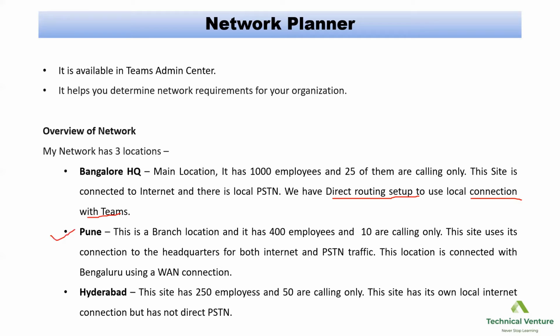Then we have another one, that is the Pune location. This is a branch location. It has 400 employees and 10 are calling only, right? And this site uses its connection to headquarters for both internet and PSTN traffic. That means this Pune location doesn't have any local internet or local PSTN. They rely on the Bangalore headquarters. They will take the PSTN connectivity, or I can say the internet connectivity, from the Bangalore headquarters, right? This location is connected with Bengaluru using a WAN connection, right?